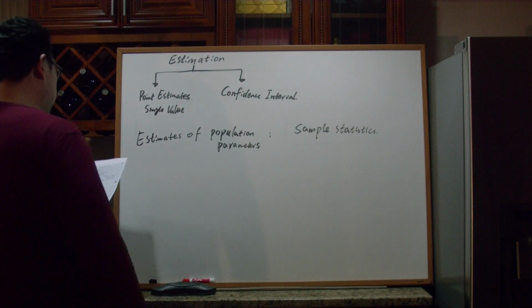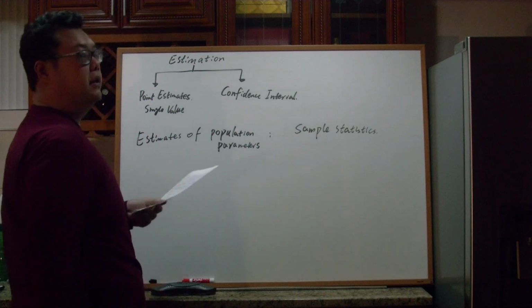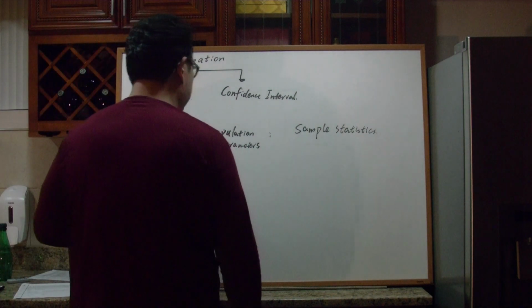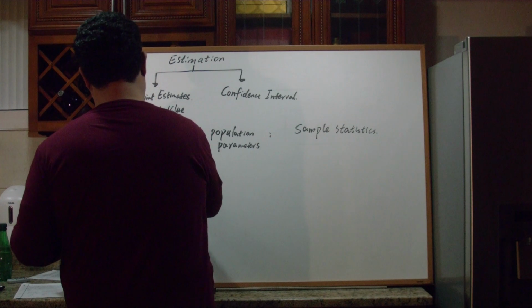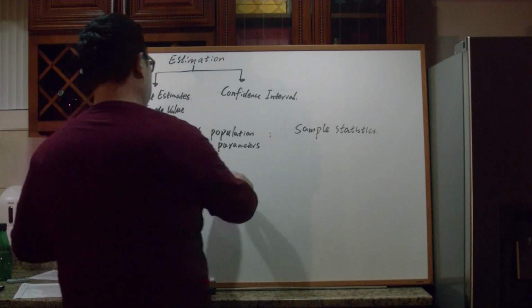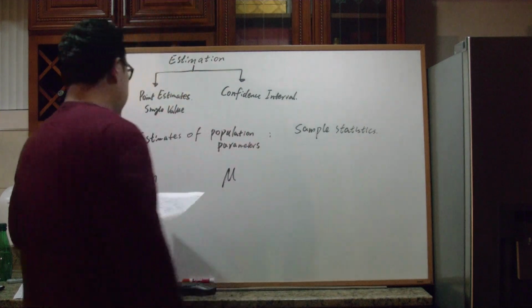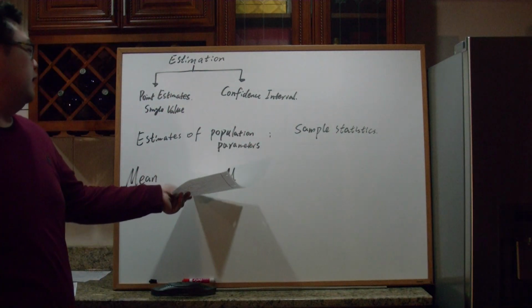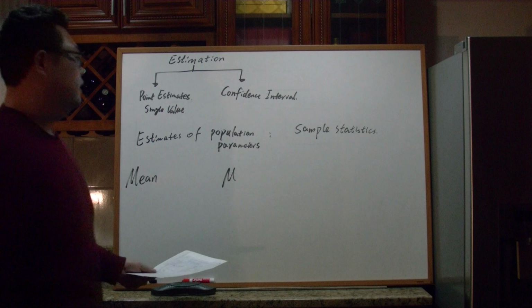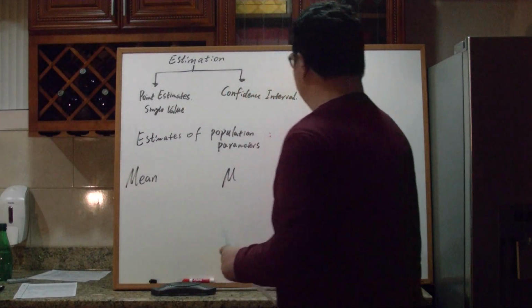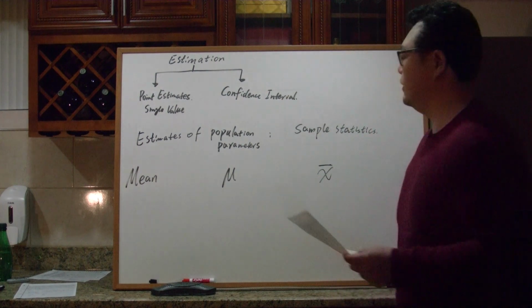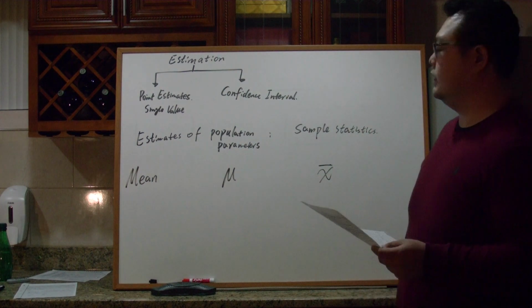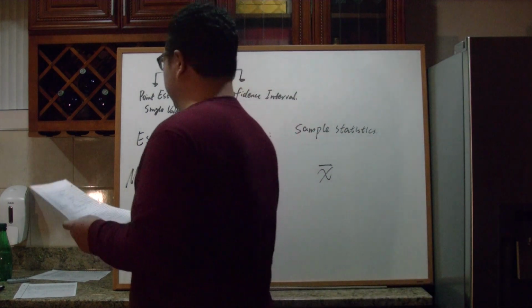And the estimate of a population parameter, we use the sample statistics. For instance, the mean, right? We need to estimate the population mean, which is mu. Then we could use the sample mean, x bar, as the sample statistic to estimate it, as the best point estimate.